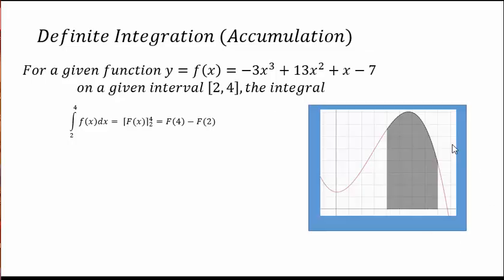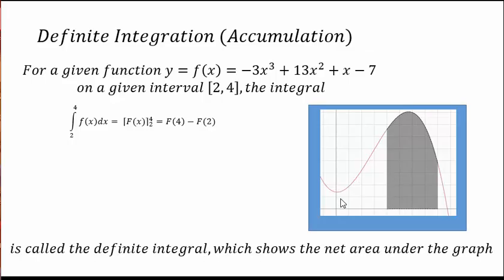And to illustrate this, here we have our graph, and notice that we only want the area of this highlighted chunk. And so to do this, we can find the area under everything after 4 and then subtract it by the area of everything after 2. It is called a definite integral, and this shows the net area under the graph. Now we can simply solve this using the rules we know from before.